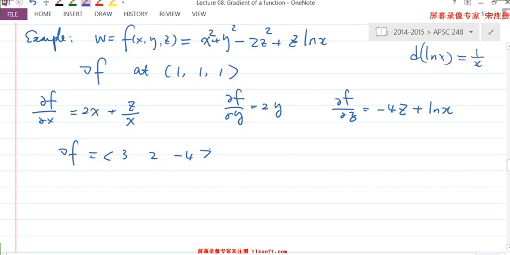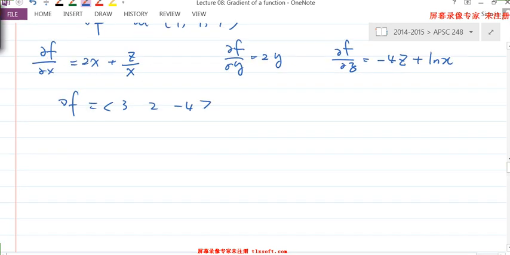But however, you do need to understand the physical meaning behind this gradient vector. That's what you need to do. And I also need you to plot this gradient vector in either 2D space or 3D space. So let's take a look at the plotting first, and then I'll explain the physical meaning, okay? So let's look at the second example here. Suppose that I have a function.